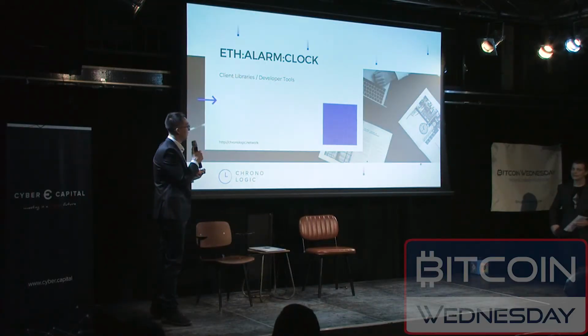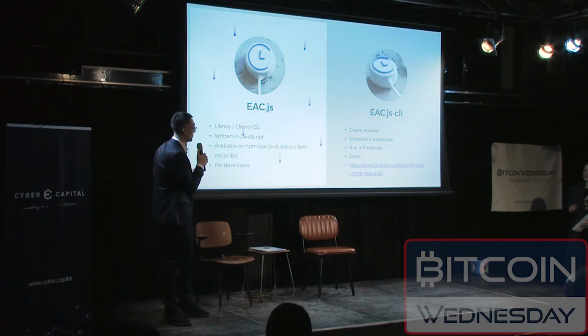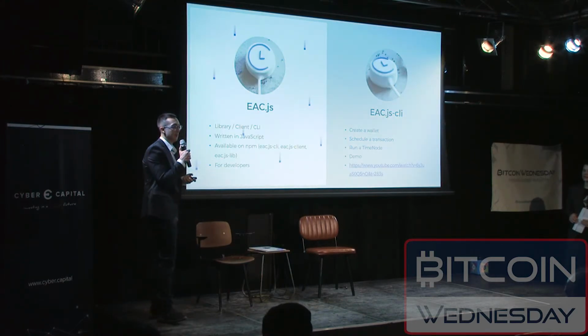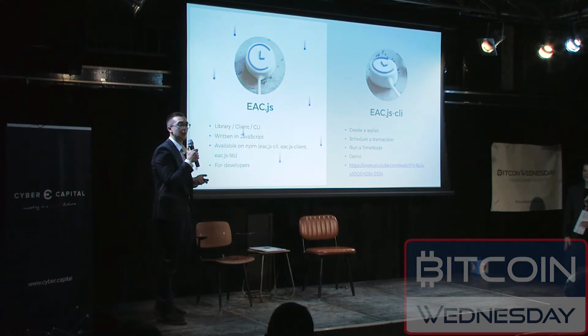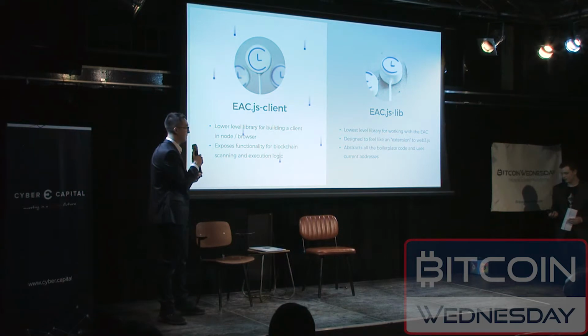And then I'll just talk a little bit about the client tools that we've written. These are just JavaScript libraries that make it really easy for developers to get started working with the alarm clock. There's three different packages. We have a command line tool. So this is a way to run the time node. It's also a way to schedule transactions. We have the lower level client libraries and the lib library.